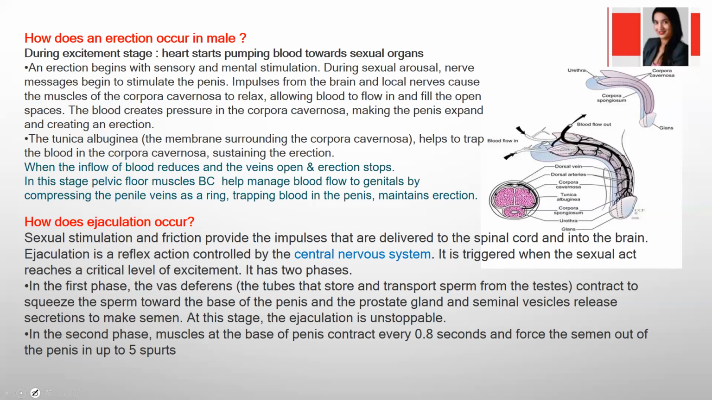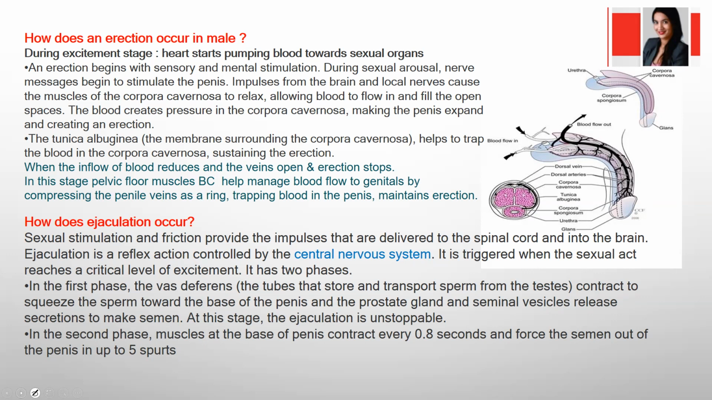The tunica albuginea, the membrane which is surrounding the corpus cavernosum, helps to trap the blood in the corpora. Now we have the deep fascia, the superficial fascia and the tunica albuginea. They all will start behaving like a ring. They will create compression just to sustain this blood inside and sustain the erection for a longer time period. So better health of your internal structures, better sustained erection.